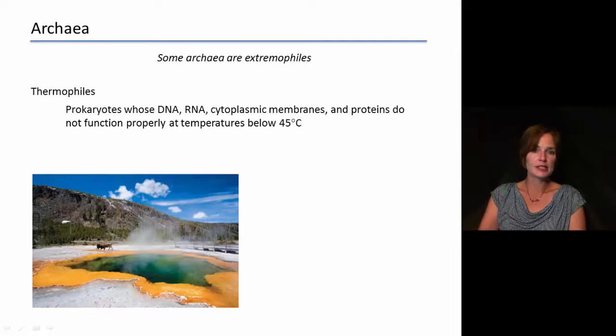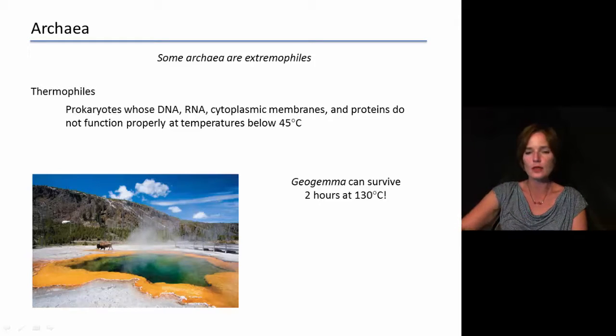We tend to find them in places like hot springs. They thrive in those conditions. There are actually some thermophiles that can't survive below 80 degrees Celsius. So they have to have even hotter temperatures in order to survive. Again, the DNA, RNA, and membranes are going to have a different general arrangement so that they can actually survive in those types of conditions.